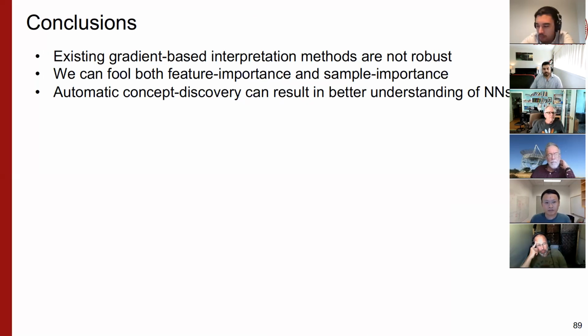So the conclusion is that existing gradient-based methods for interpretability, both sample importance and feature importance, are not robust. And using these automatic concept-based methods might help us get a better understanding of neural networks compared to existing interpretability methods.